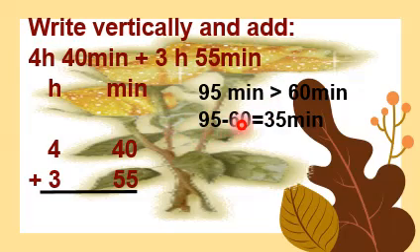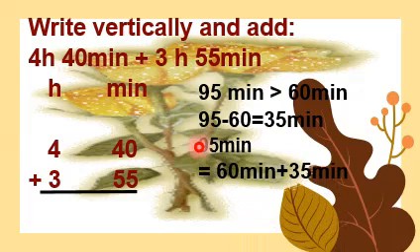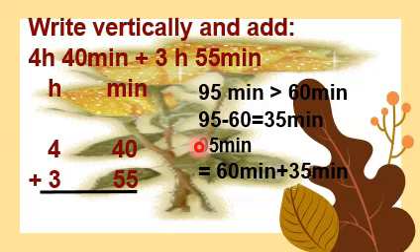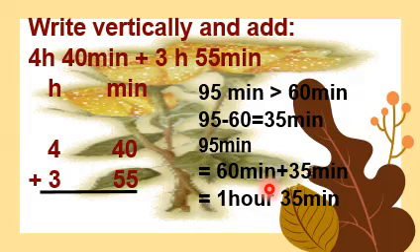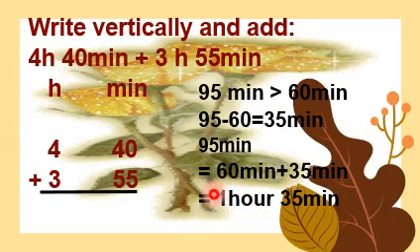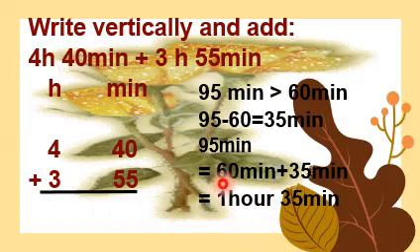If we subtract 95 minus 60, we will get 35 minutes. It means how many hours and minutes are in 95 minutes? 60 minutes plus 35 minutes, and 60 minutes is equal to 1 hour. Now this hour will not be written in the minutes column. We will write 35 in the minutes column and the hour is carried to the hour column.